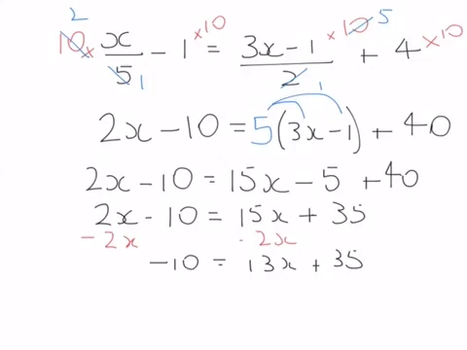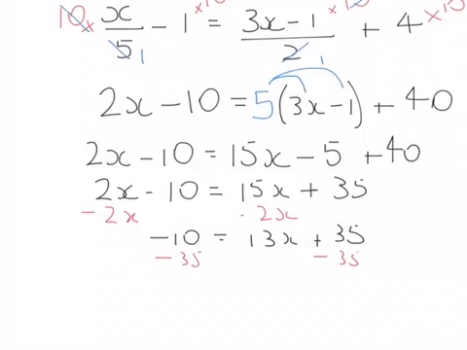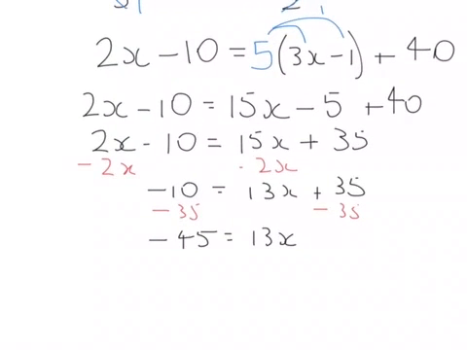I don't want the 35. Subtracting those, minus 45 equals 13x. Then I've got 13 times x. I want x by itself. Divide both sides by 13. So I'm left with x equals minus 45 over 13.